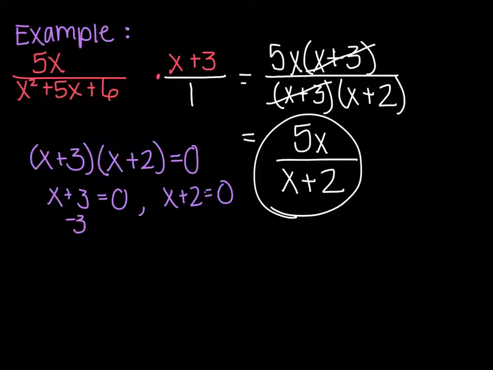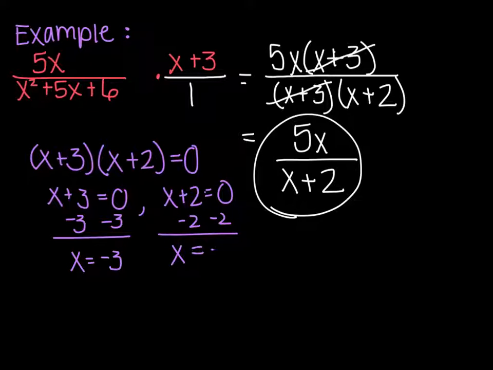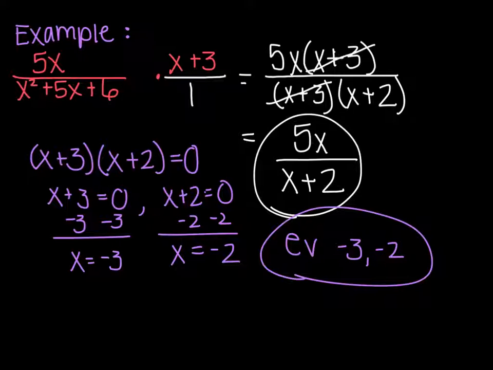I subtract 3 from both sides. Okay, so x can equal negative 3. That's one of our excluded values, and for the other one, I'm going to subtract 2 on both sides, so x equals negative 2. So your excluded values are negative 3 and negative 2. And again, make sure you have both parts to get full credit.